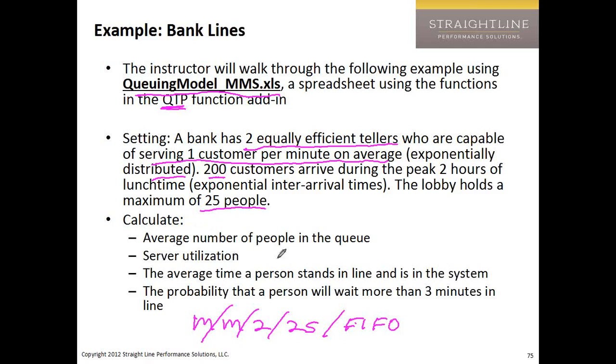So let's go through, and we're going to calculate, for example, what's the average number of people who are waiting in line during that time period? What is our server utilization? For these 2 tellers, how often are they working and how often are they relaxing? What's the average time someone stands in line? And what's the probability that somebody waits more than 3 minutes in line? So those are all pretty cool questions we can answer very directly. So let's go to it.